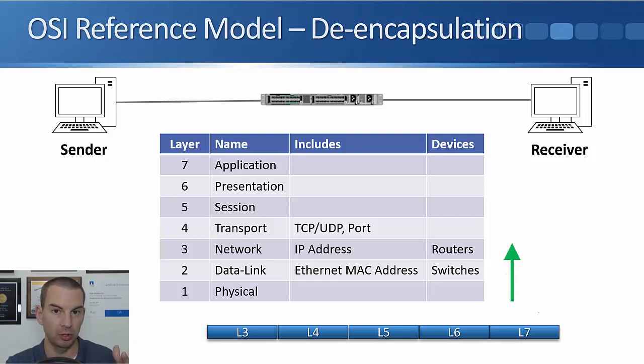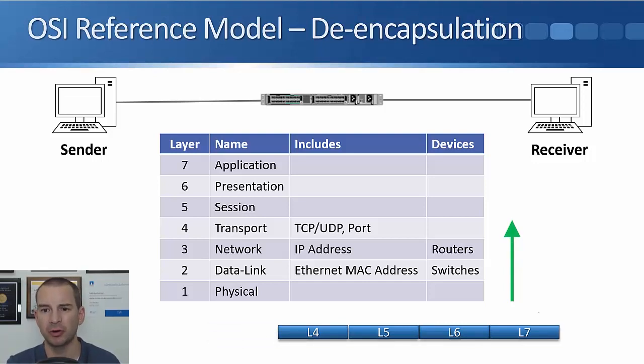Next up, it will continue with de-encapsulation now. It will then look at the layer 3 header. It will check the destination IP address, and again, it will check that the packet is for it. If not, it will discard the packet. Then we carry on with our de-encapsulation on the receiver. It will look at the layer 4 header.